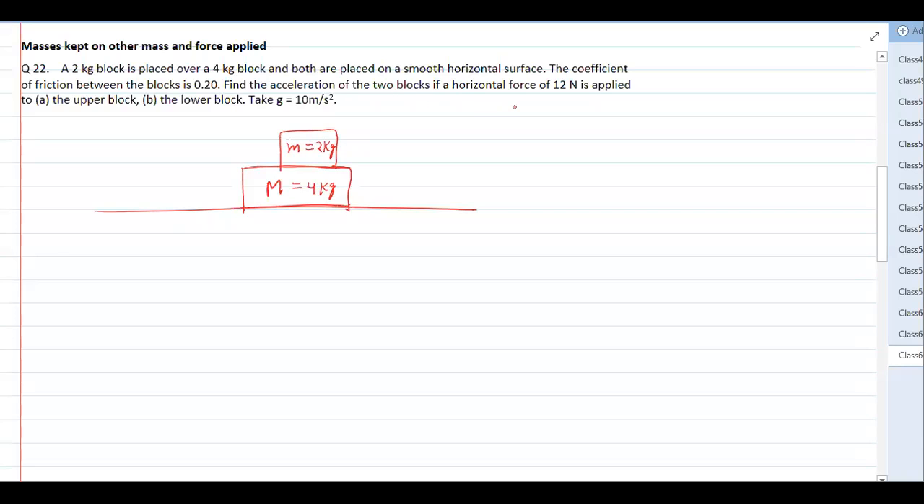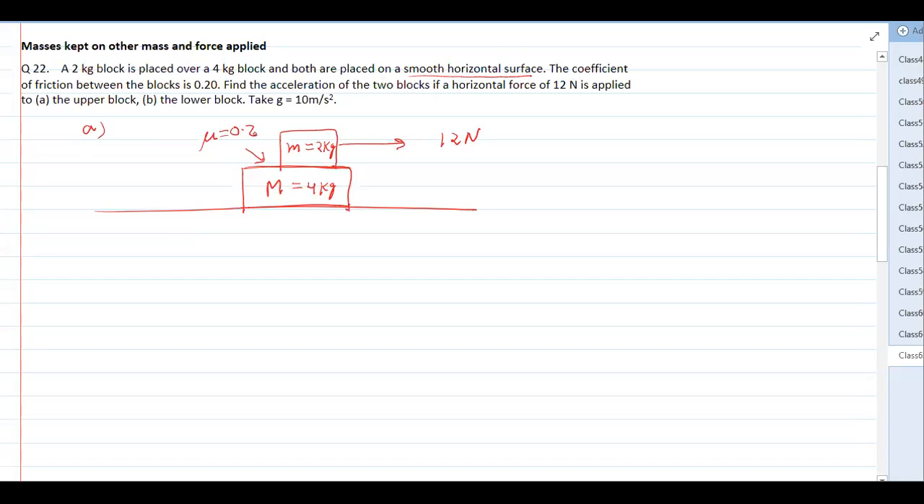In the first case, the 12 Newton force is applied on the upper block. So from the ground there is no friction. The coefficient of friction between the blocks is this, and the ground is smooth. Ground is smooth, and between these it is nonzero. So if you pull it, what will happen?